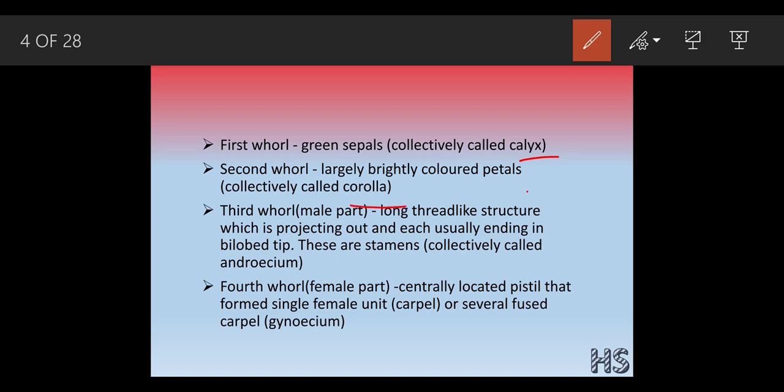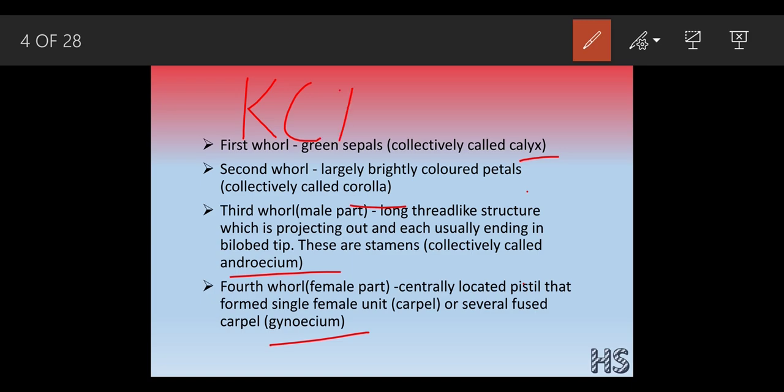Calyx, corolla, androecium, gynoecium. So these are the 4 important whorls. Okay, we have to study. These are the 4 important parts of the flower. So I'm going to make a shortcut for you.